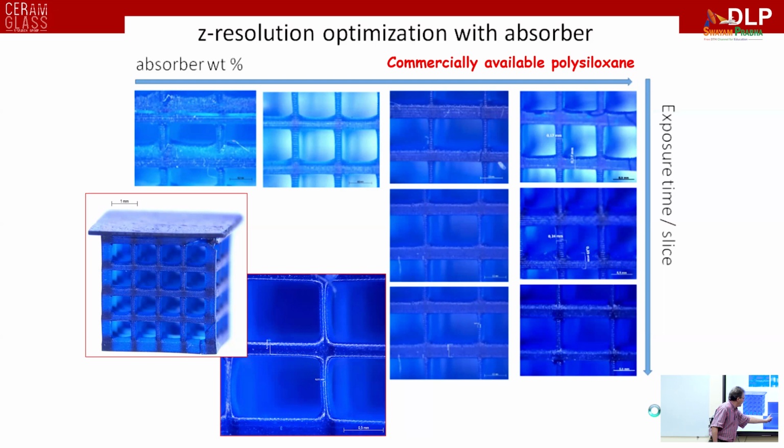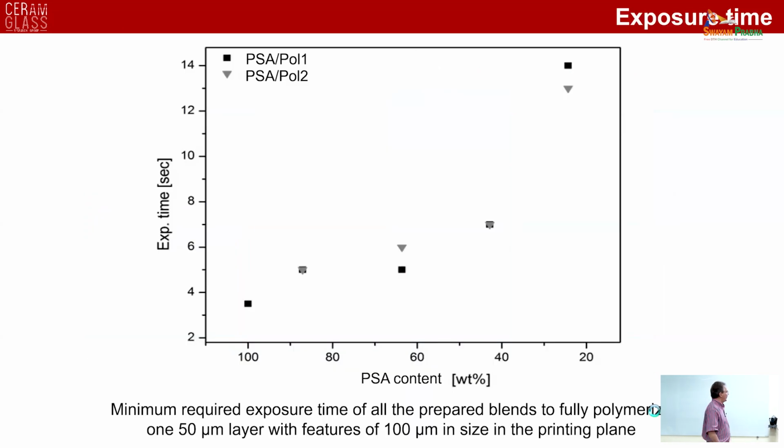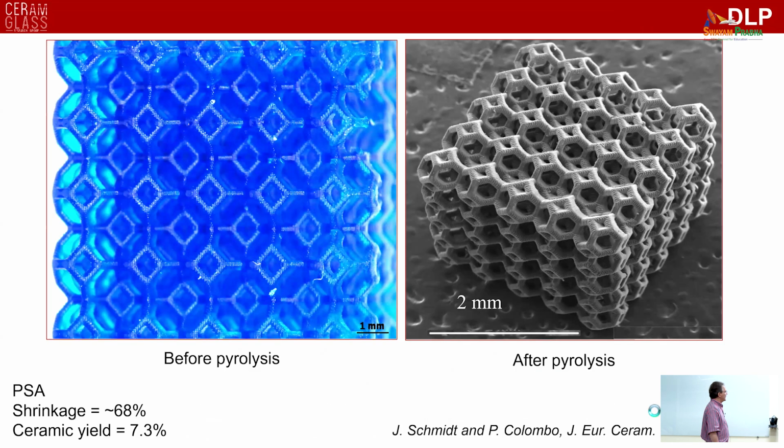The size of the part is of the order of a few tenths of microns. By modifying the content of the photocurable polymer, you also change the exposure time that is required. This makes sense because the less polymer you have, the longer it takes to cross-link. And you can see that we were able to print.